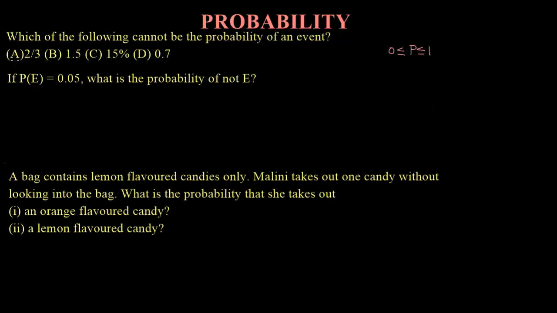So 2 by 3, if you divide 2 by 3, then what can be the number? If a smaller number is divided by a bigger number, then it will always be lesser.